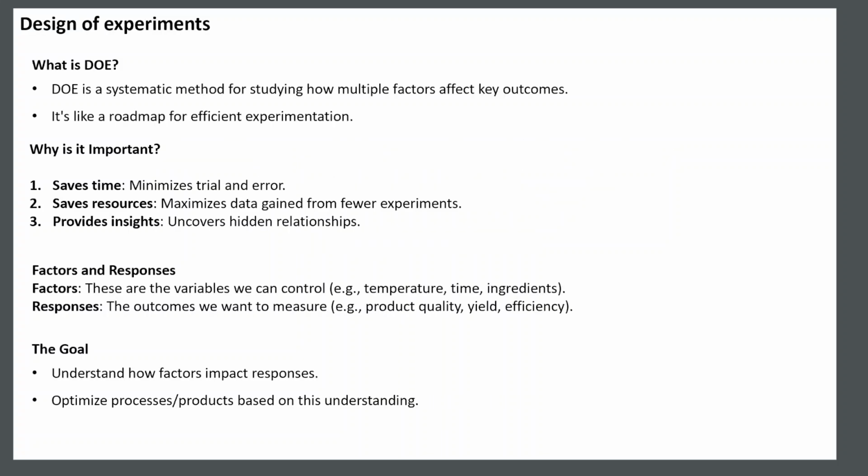So let's move on to the topics directly. When it comes to design of experiments, what is design of experiment? Design of experiment is a systematic method for studying how multiple factors affect the key outcomes. Key outcomes may be different things. For example, if I'm mixing different alloying elements, how does the alloying element affect the mechanical properties, the hardness or the corrosion resistance? So everything matters. Key outcomes are affected by the alloying elements.